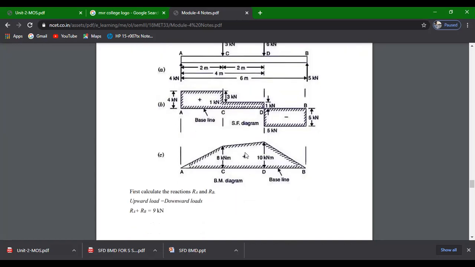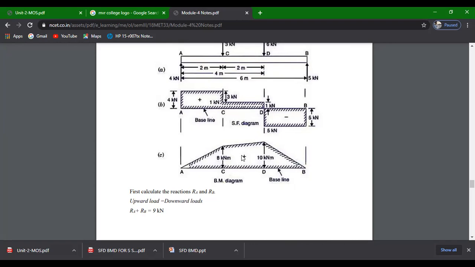And now let's go for the BMD diagrams. BMD in the sense bending moment diagrams. Okay, here from point B to point D, we don't have any load. We have only some reaction supports, in the sense point loads only. So at these points, the bending moment will be represented by inclined lines. Okay, for the point loads.